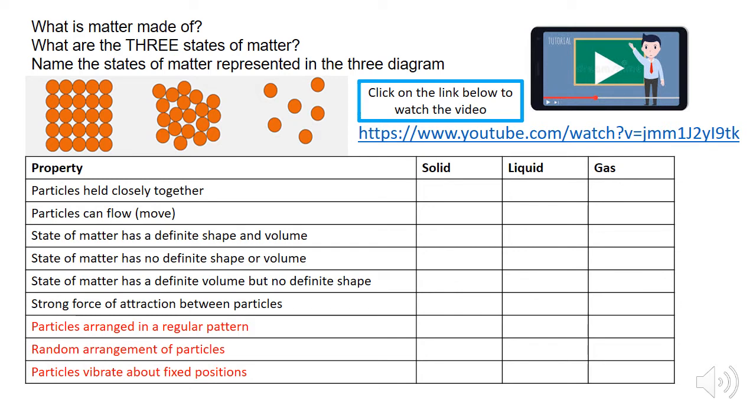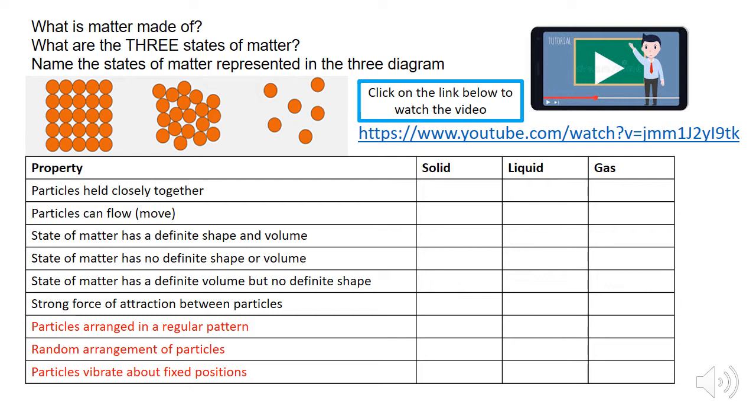You then have a table to copy down, and it's talking about the properties, so the characteristics of solids, liquids and gases. So the first one says particles are held closely together. If you think that is describing a property of a solid, now I'm not saying that it is, but if it is, you will then put a tick in the solid. If you think it is also describing a gas, again, not saying this is the correct answer, you'll put a tick in the gas column.